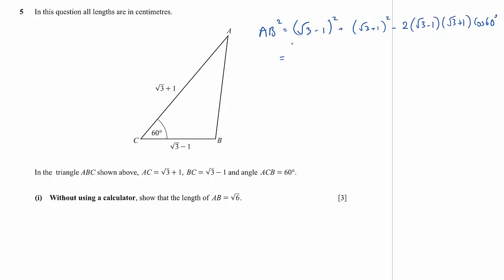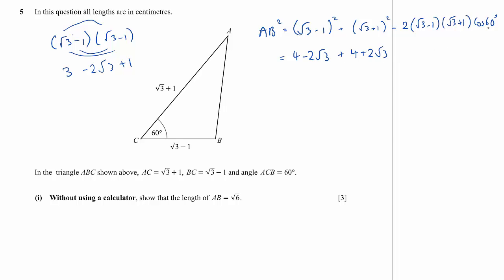So if we expand root 3 minus 1 squared, remember that's root 3 minus 1 times root 3 minus 1. If we expand that, what do we get? We're going to get 3, take away root 3, take away root 3, so take away 2 root 3, and plus 1. So that is going to be 4 minus 2 root 3. Then this one here, root 3 plus 1 squared, will be 4 plus 2 root 3.